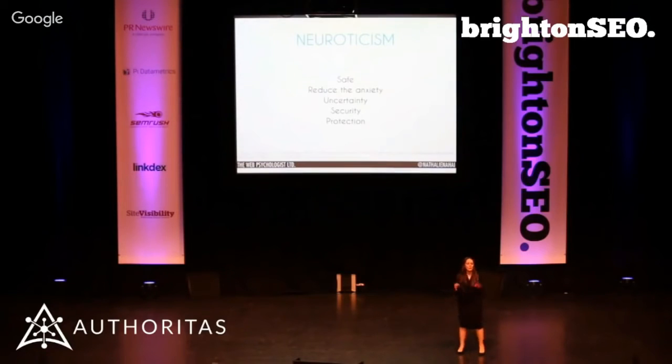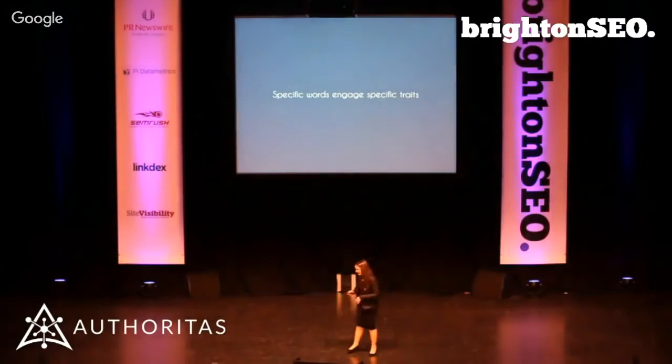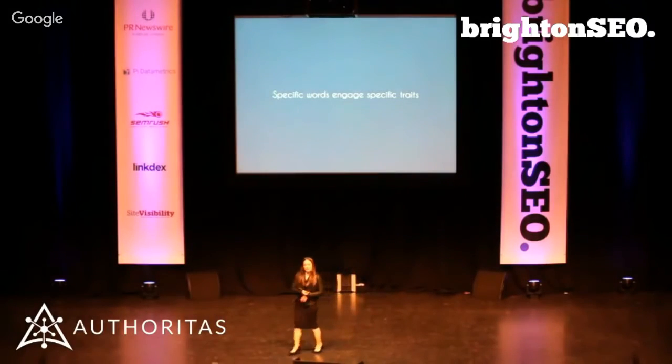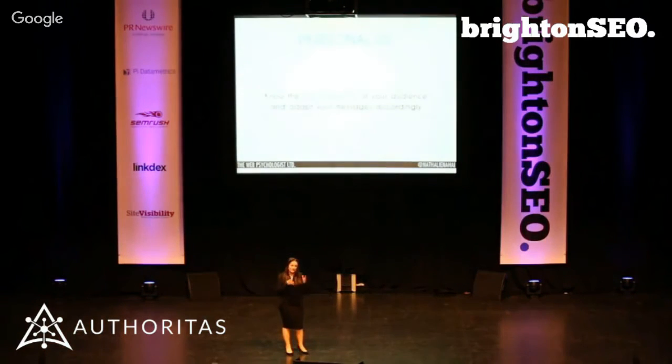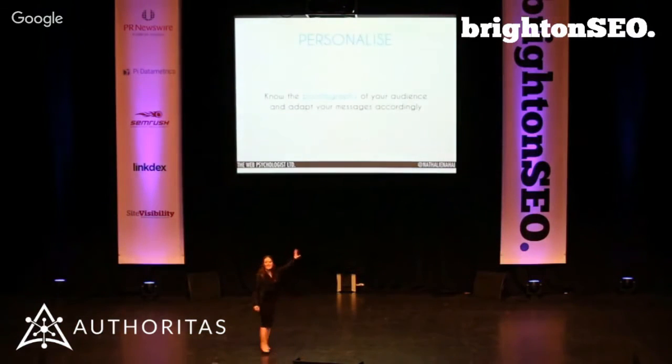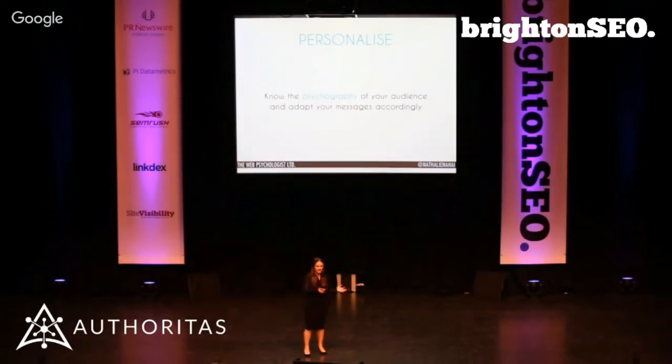So it's all stuff about minimizing risk, basically. So specific words engage specific traits, and if you want to design your content in a personalized way, you have to understand this particular psychography, the motivations and the attitudes and the personality traits of your audience, to be able to test if there are specific skews in a particular direction for personality, and then be able to change your content accordingly. Does that make sense? Yes, okay.